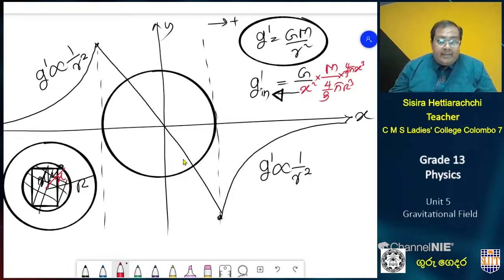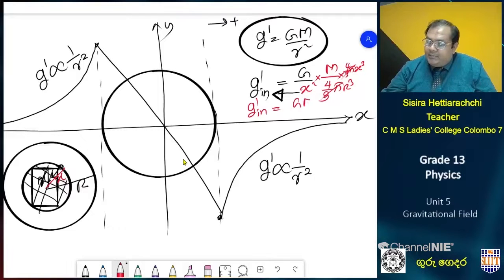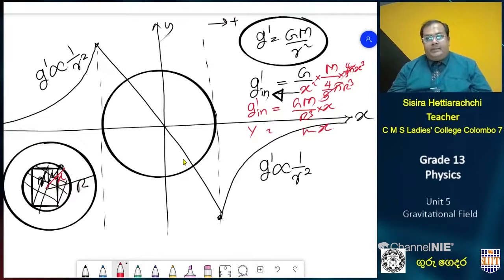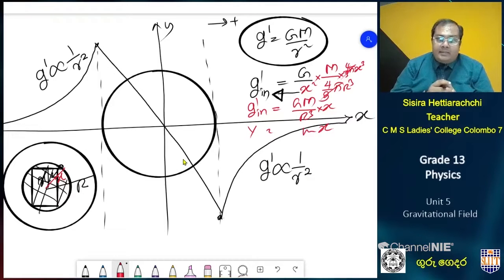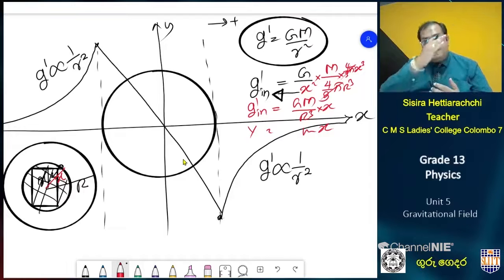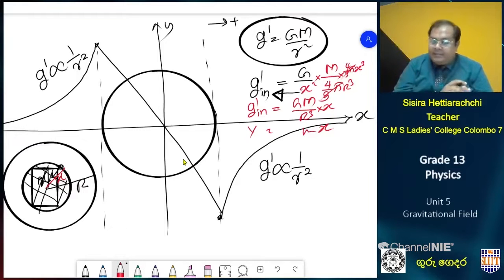Then you can see x squared is getting cancelled. 3 over 4 π, 4 π over 3 is getting cancelled. Then inside we have G capital M over R cubed into x. It's like y equals mx. In addition to our syllabus, this is actually a very simple thing. That's why I explained that. Then inside of that, you can see this kind of straight line.